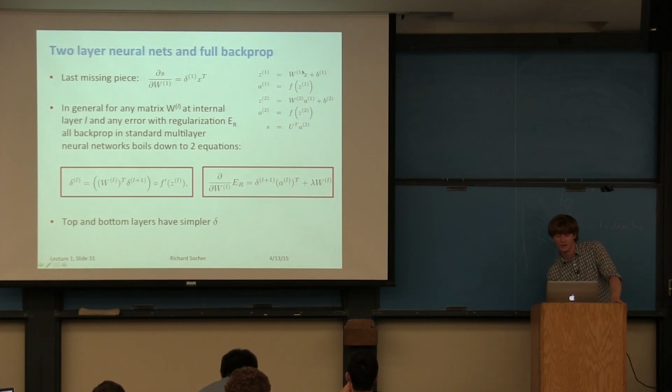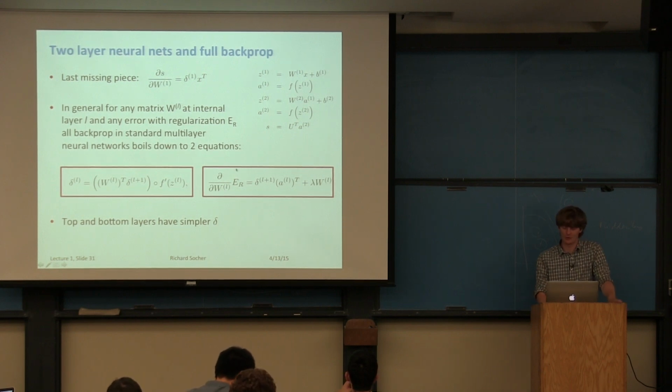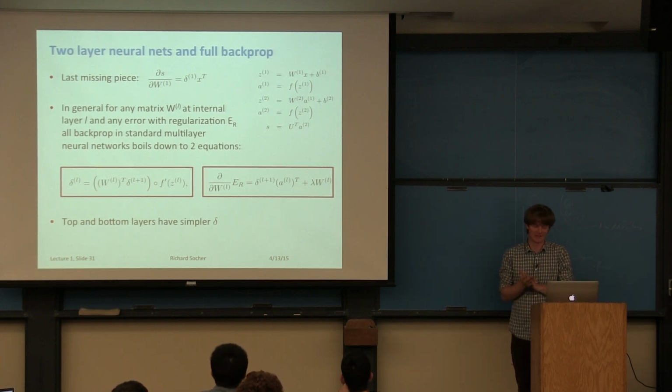So in general, for any matrix WL at any internal layer L, and any error such as regularized cross-entropy error or our max margin error or so on, all backprop messages in a standard multi-layer neural network boil down to these two equations. So if after going through all your math you don't end up with exactly those two equations, something went wrong.